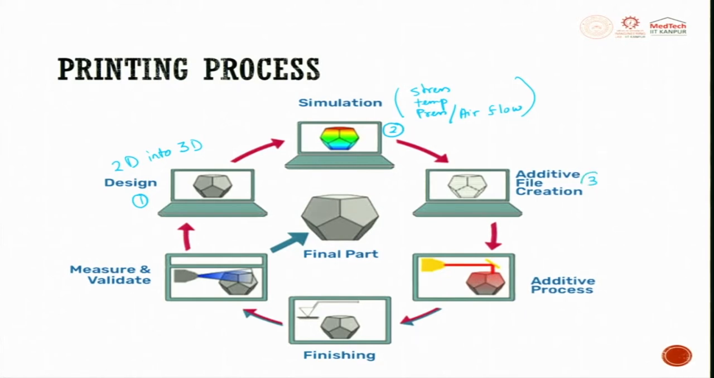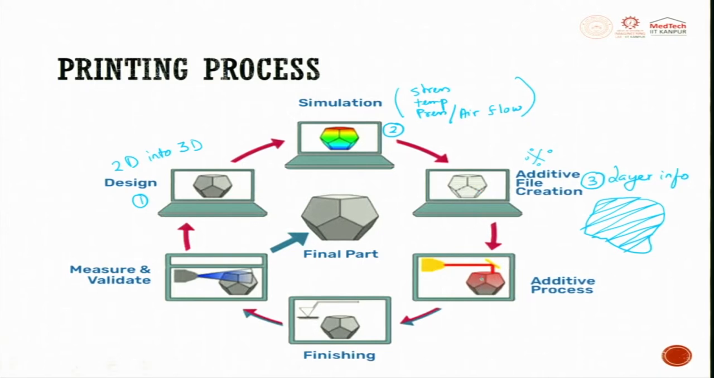So, in the third stage, you are trying to create layer information. One layer of information will have a boundary, and inside the boundary, you will have hatches. Now, you will have to fill up all this information. So, here you will have a layer, and then inside a layer, what all has to be done, the hatch patterns, all these things are created in additive file creation. There is always an error which can happen at this stage. Whatever error happens at this stage will get amplified in the further stages. So this is a very, very critical operation. This operation converts a CAD into machine understandable figures.